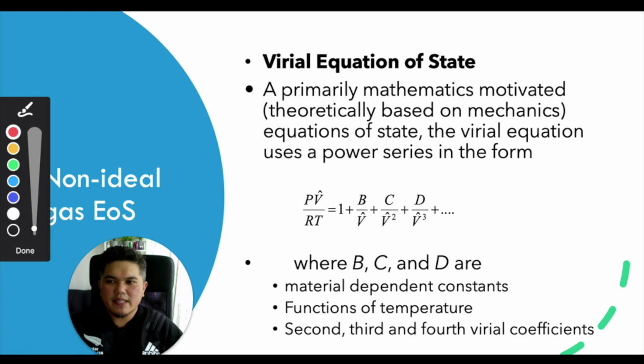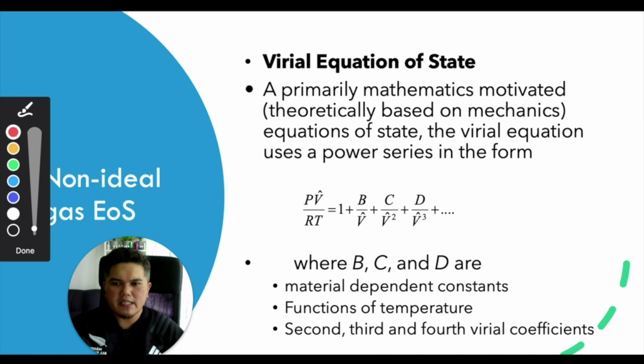Now we come back to the state where actually what kind of equation of state we could use for non-ideal gas. One of the example that we could use is what we call as virial equation of state. Virial equation of state is a primarily mathematics motivated equation of state, and mainly it is actually developed from the ideal gas equation, where B, C and D, where these terms C and D are considered as material dependent constant. It is a function of temperature, and it is second, third and fourth virial coefficient.